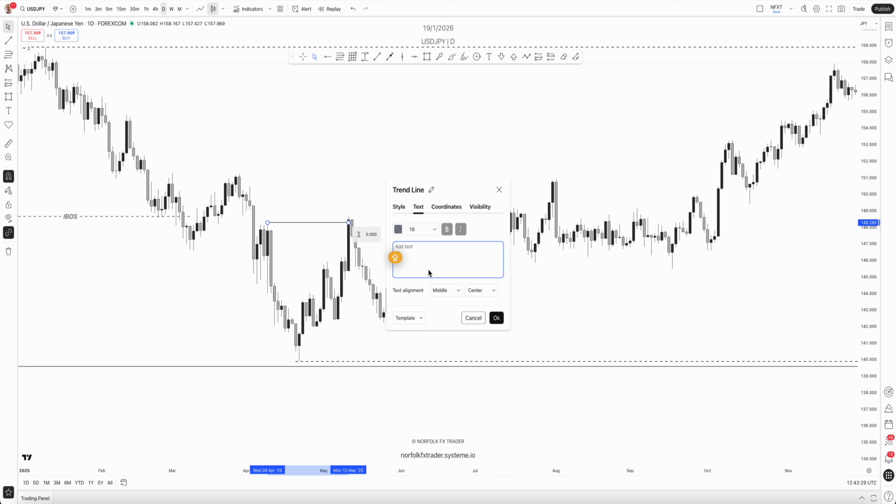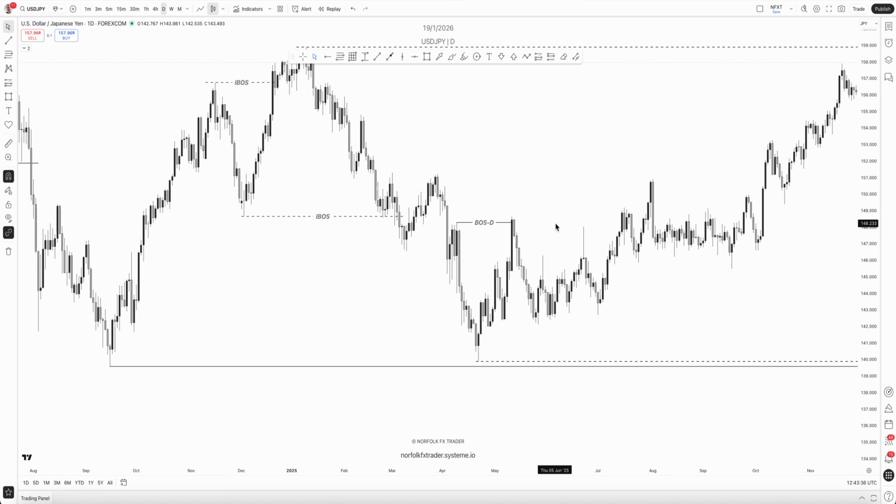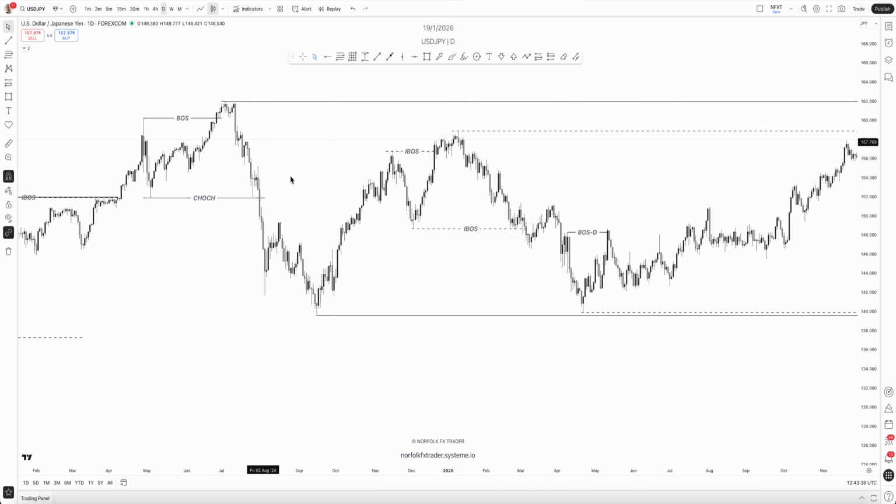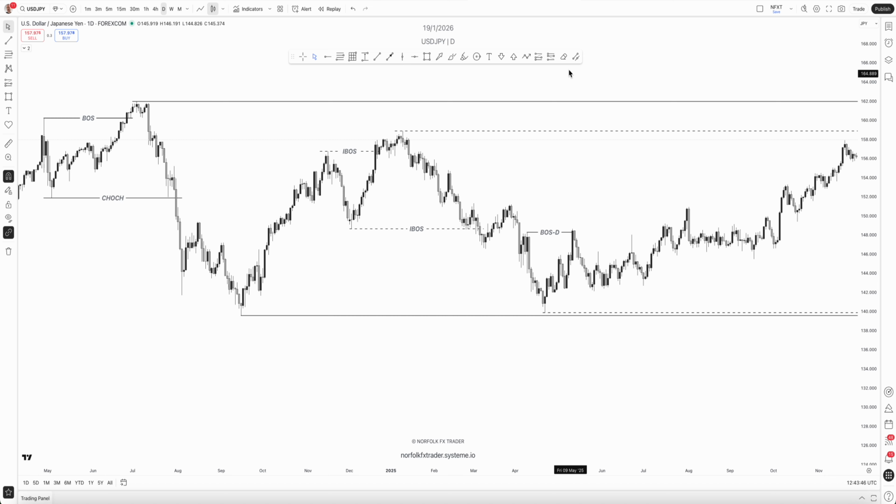So let me just change this to a BOS and we'll add a D there so you can just see the difference. So at this point in time, okay, we've actually shifted back bullish here on a daily on this swing move to the downside. And this is where we can now start to look for a move back higher. And the market does show us the swing move higher here.